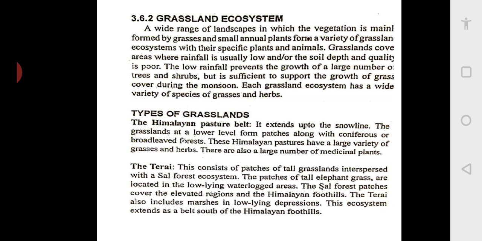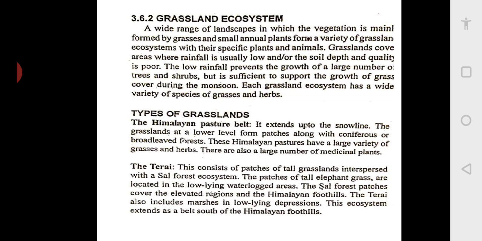So each grassland ecosystem has a wide variety of species of grasses and herbs. A lot of variety of small plants, that is herbs, are available in this grassland ecosystem. Now we shall look at four grasslands: the Himalayan pasture belt, the Terai region, the semi-arid region and the Shola grasslands.